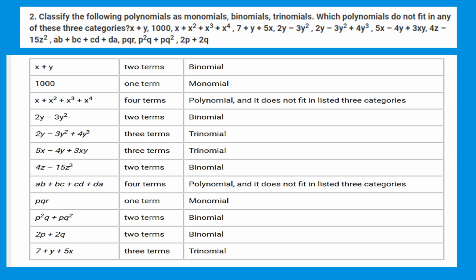Now how many terms are there? 1, 2, 3, 4 terms. So what is it called? Polynomial. Next one, 2y minus 3yz. Again 2 terms, binomial. Here there are 3 terms, trinomial. 2 terms, binomial. 4 terms does not fit under the list of 3 categories. PQR, 1 term, monomial. 2 terms, binomial. 2 terms, binomial. 3 terms, trinomial.